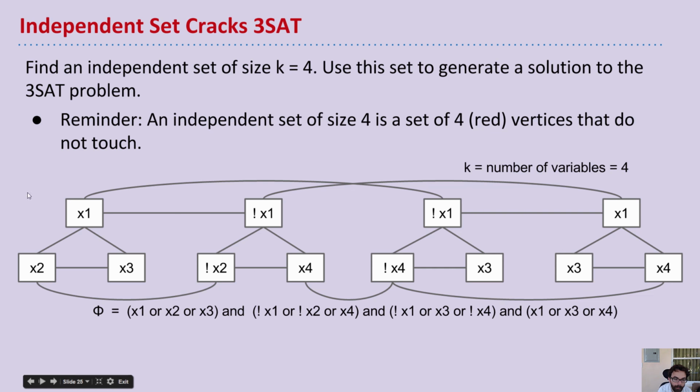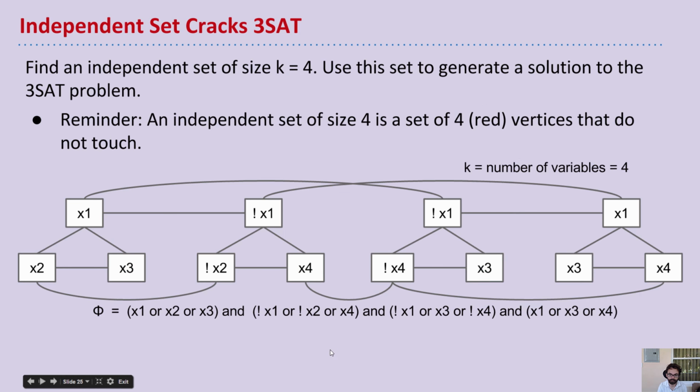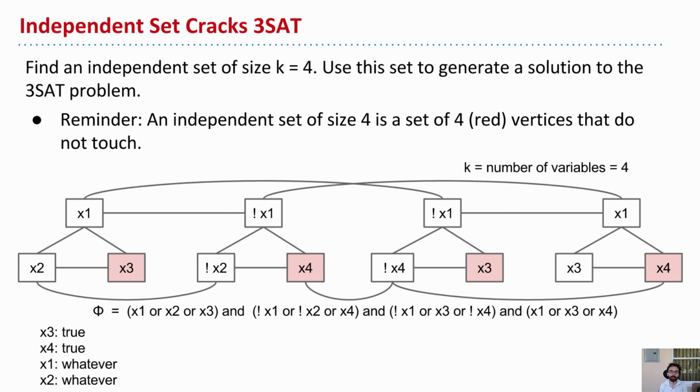Okay, so there are many possible solutions to this independent set problem. So I'll give you one. One of them is to color this vertex red, this one red, this one red, this one red. And if I do that, you'll notice there are 4 red vertices and no 2 red vertices touch. Okay, so that is a solution.